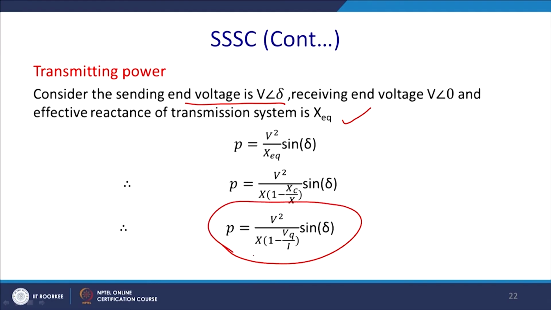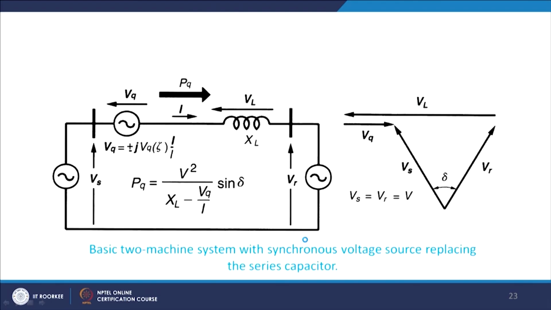So, we can write X equivalent, and thus we can write the sending end power. So, the power sent by the line is V square by X times 1 minus Vq by I sin delta, and thus we can model it as a voltage source which is perpendicular or in quadrature with the Vs, and this is the power Pq equal to V square by XL minus Vq by I sin delta, and this is the phasor where mod Vs equal to Vr equal to V. So, this is the delta and this is VL and this is the Vq, ultimately this becomes your actual voltage and it is perpendicular to this line Is. So, this is the case of the voltage injection.